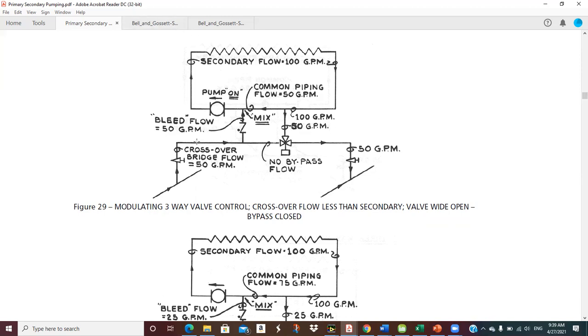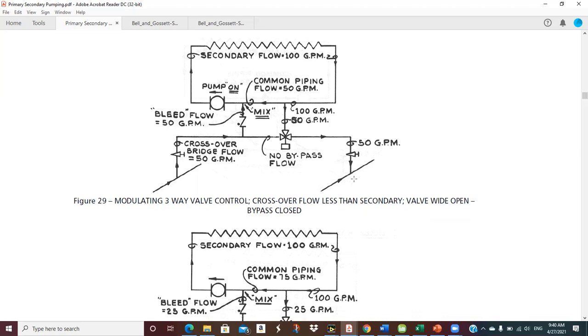So, okay, so we got crossover bridge sized for 50, secondary circulating 100. And so if this three-way valve closes off the bypass, then all of that 50 is going to go up into the secondary. It'll mix with 50 back through the common pipe. And so I get 100 here. I reduce the temperature some, and then I pump the coil with that, come back down, and my 50 of my 100 comes down through the three-way valve and gets returned to the primary.